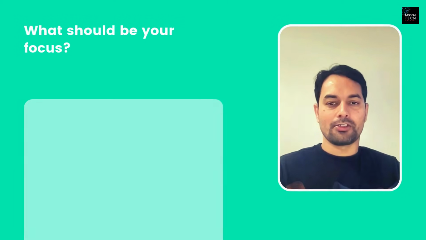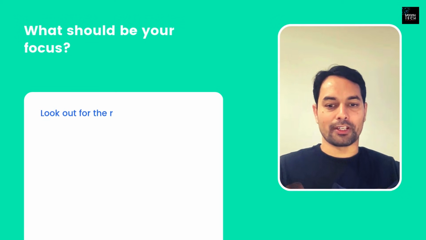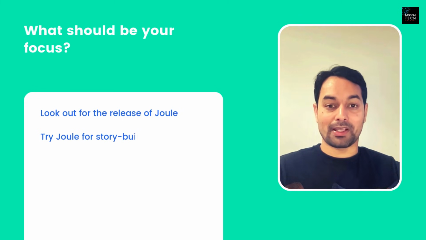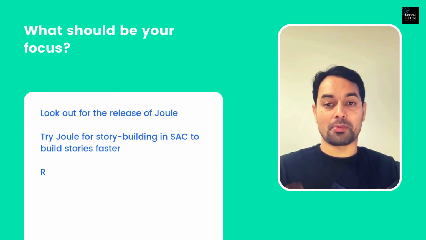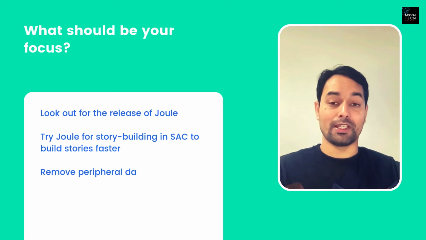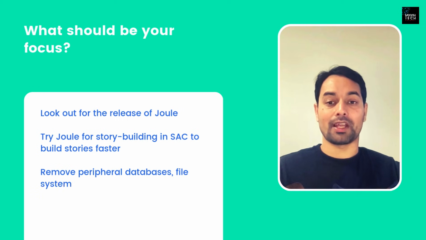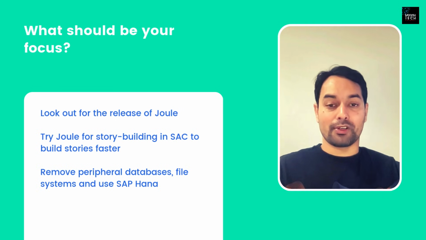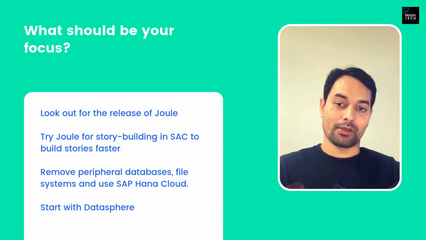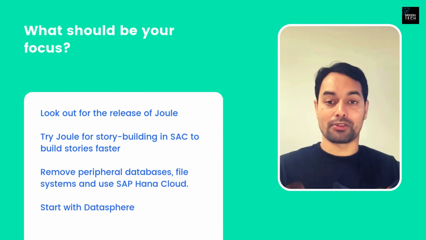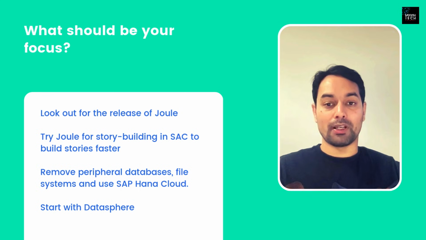So let's understand where you should focus now. You have seen Joule. Now it has been integrated into SAP Analytics Cloud as well. So I would say Joule is probably the first choice when it comes to any of these pillars because it is disrupting everything. So look out for the release of Joule. Maybe build your stories by just giving prompts to Joule and see if that works for you. If it doesn't, then build on top of whatever Joule has given you.